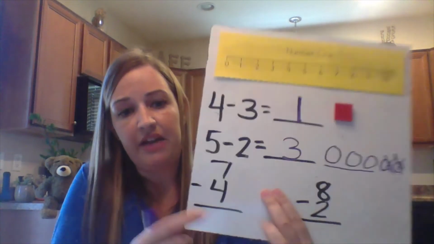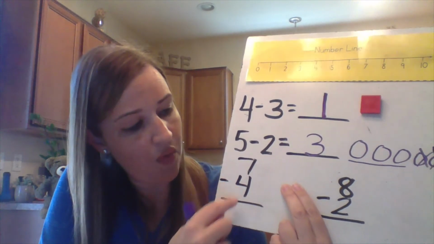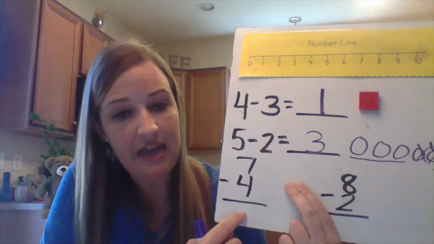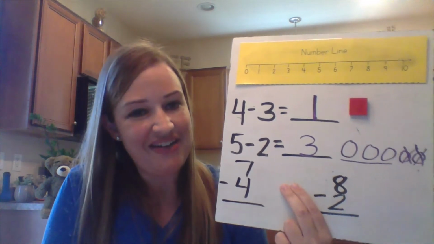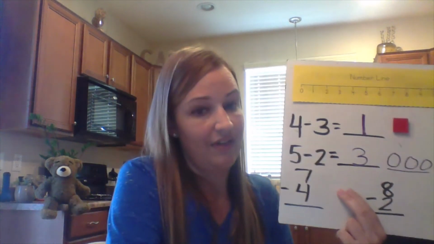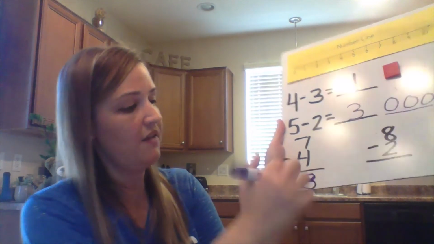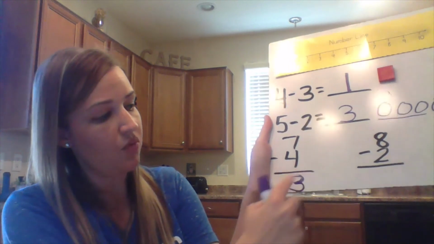Try this next one down here. It's written vertically now. It says 7 minus 4 equals blank. Give you some time to solve that one. For that one, I'm going to use my fingers. So I'm going to have 7 fingers, and it says to take away 4 of them. 1, 2, 3, 4. How many do I still have up? 3. I'm going to write my answer. So 7 minus 4 equals 3.